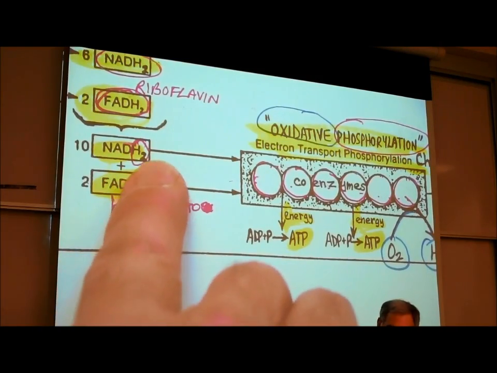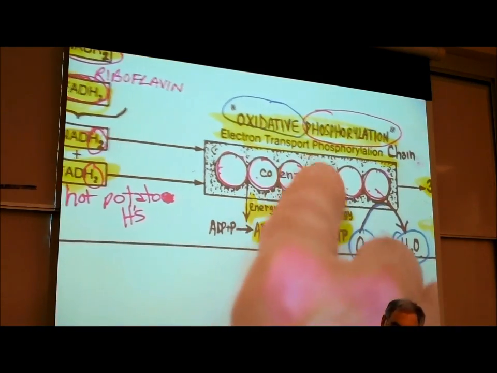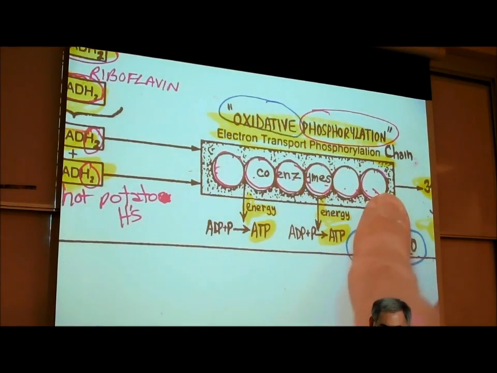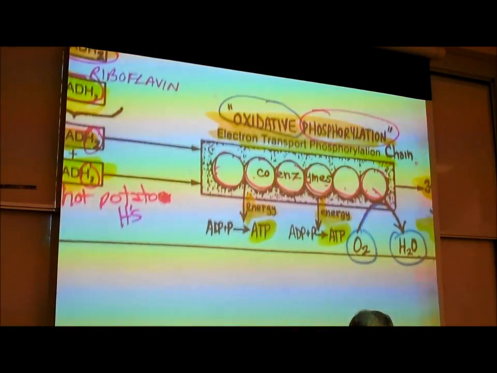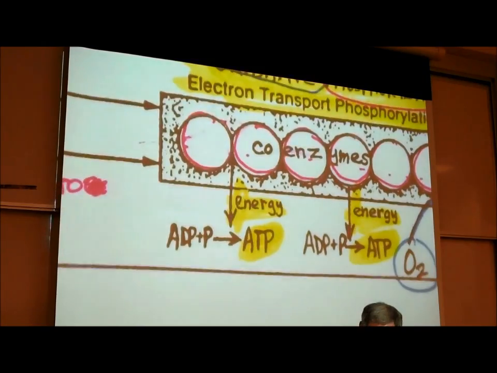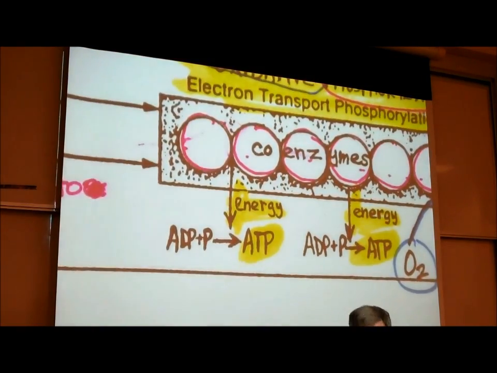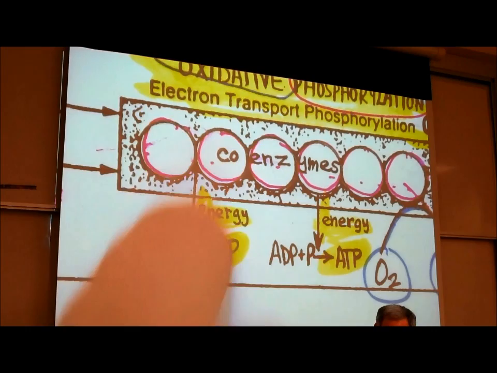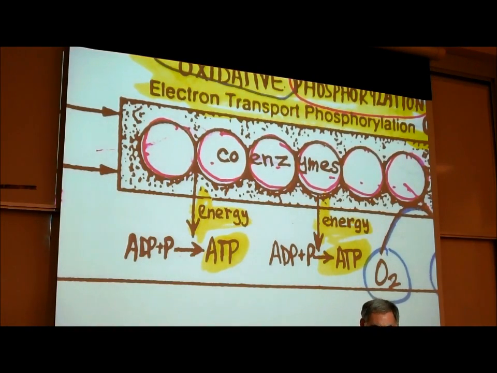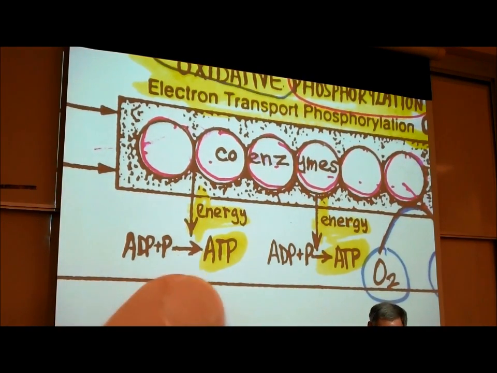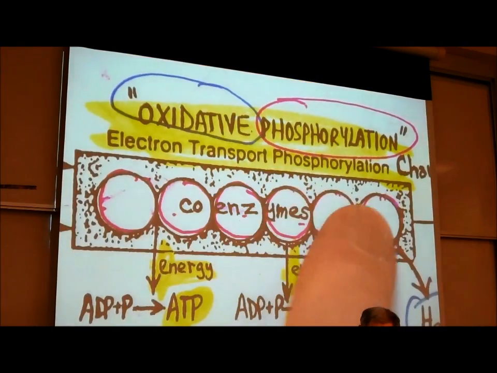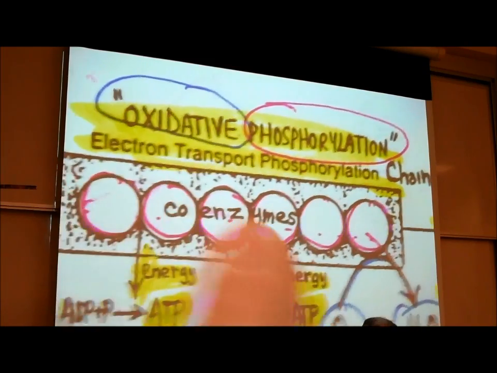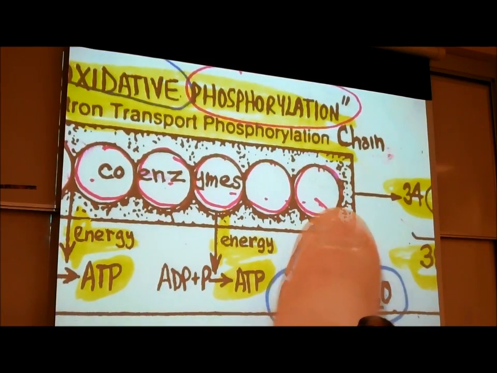Now, as these hot potato hydrogens are passed from one, not person to the next, but coenzyme to the next, just like that hot potato, they're giving off heat. They're giving off energy. And just like the potato is giving off heat, these hot potato hydrogens are giving off energy, and that energy is being used to attach phosphate onto ADP and form ATP. Now, what do we call it when we attach phosphate onto an ADP to form ATP? It's called phosphorylation.